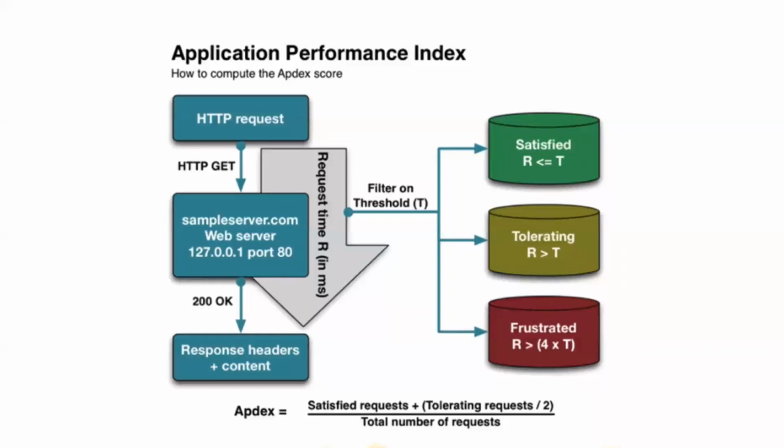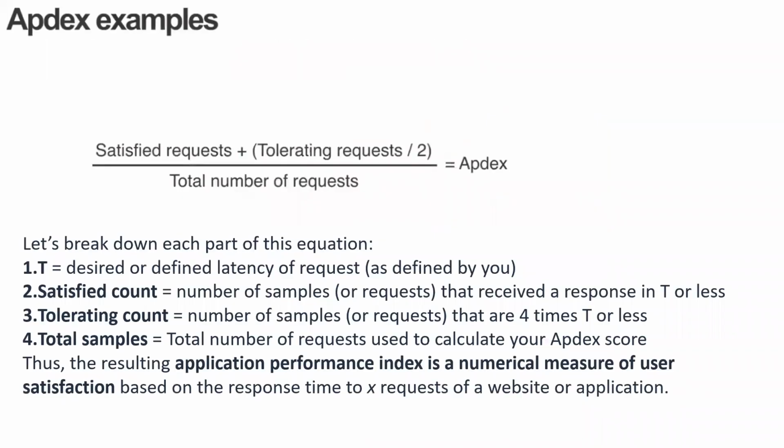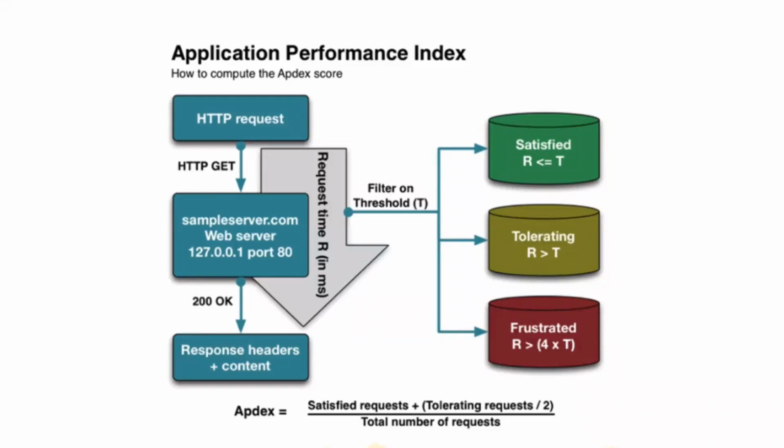Yeah, I get that part, but this tolerating request by 2, will that also include the frustrated users or no? No, your frustrated users are all counted in the denominator, in the total number of users. That is how your overall percentage will reduce. And this is a fixed formula, sir. You cannot change it.